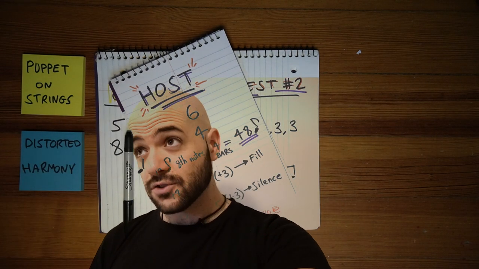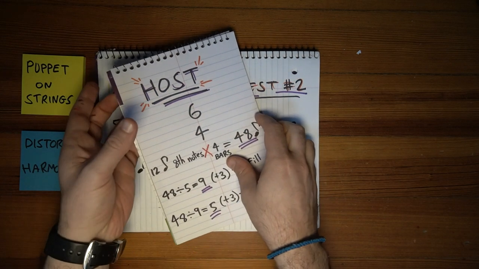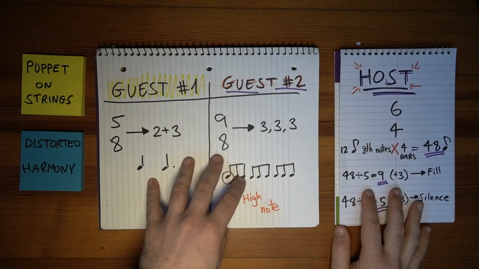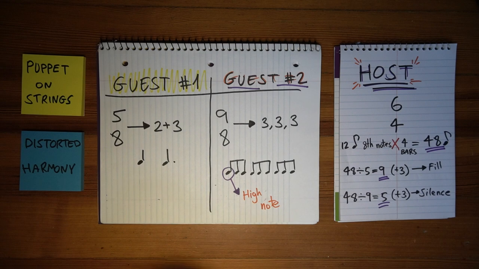Because silence is also music. Well, it is, but you just don't have to say it that way. Never mind. But yeah, after 5 repeats of 9, we have a 3-beat gap.